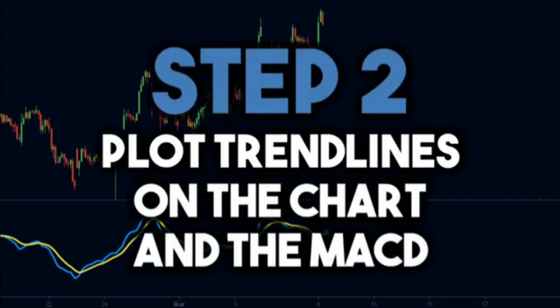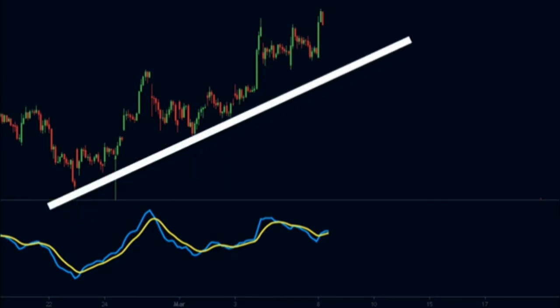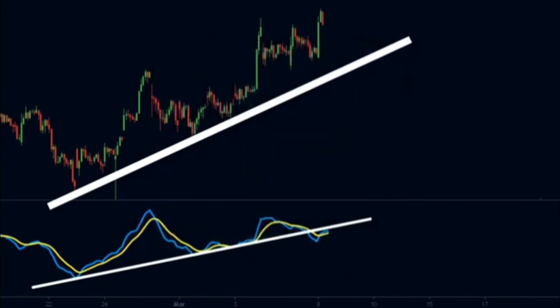The second step is to plot trend lines on the chart as well as the MACD. In an uptrend, a trend line is created by connecting the lows of the trend. This is how the trend line looks for this trend. We will also create a trend line on the MACD indicator to replicate the trend. The third step here is to wait for the breakout of the trend line.